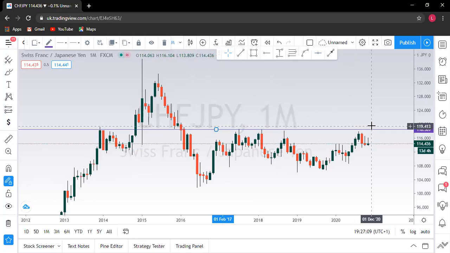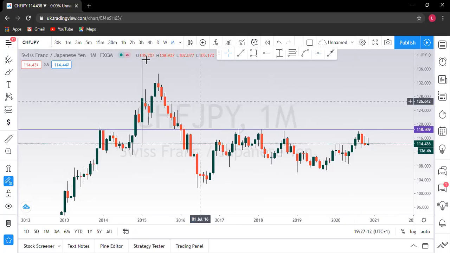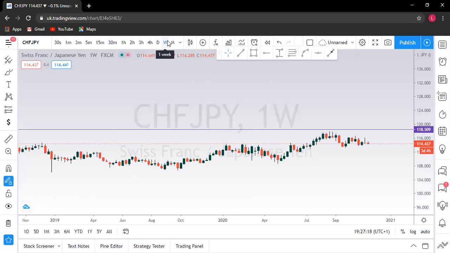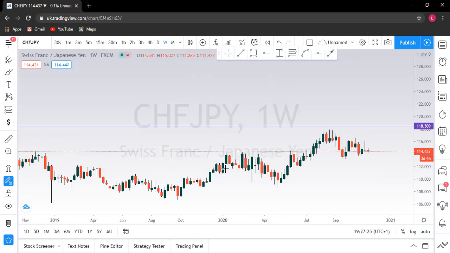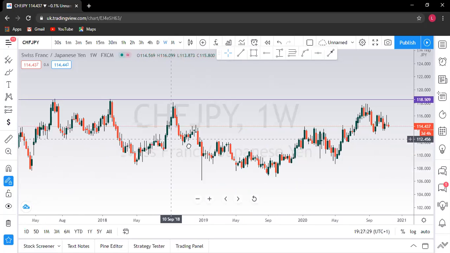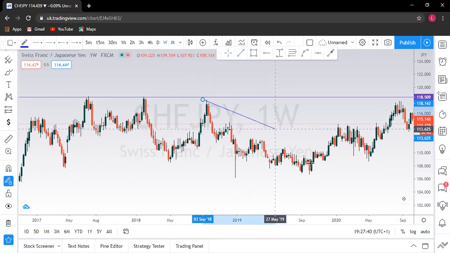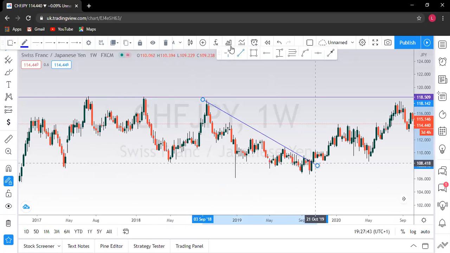So the next thing is that you go to a weekly time frame and see what is currently happening on the weekly time frame. From the weekly perspective, you can see right here from September 2018, the market gave us a counter trend, which is a downward move. Can you see? Meaning that partially this formed a downward trend on this weekly time frame.